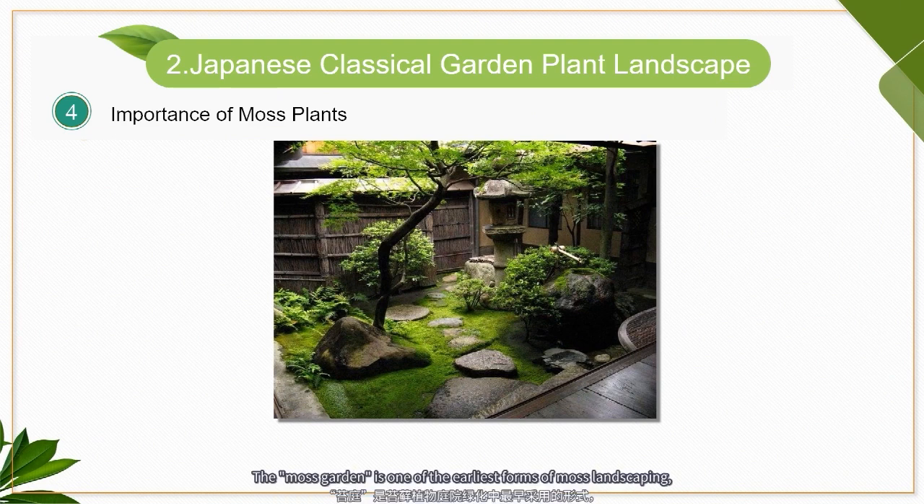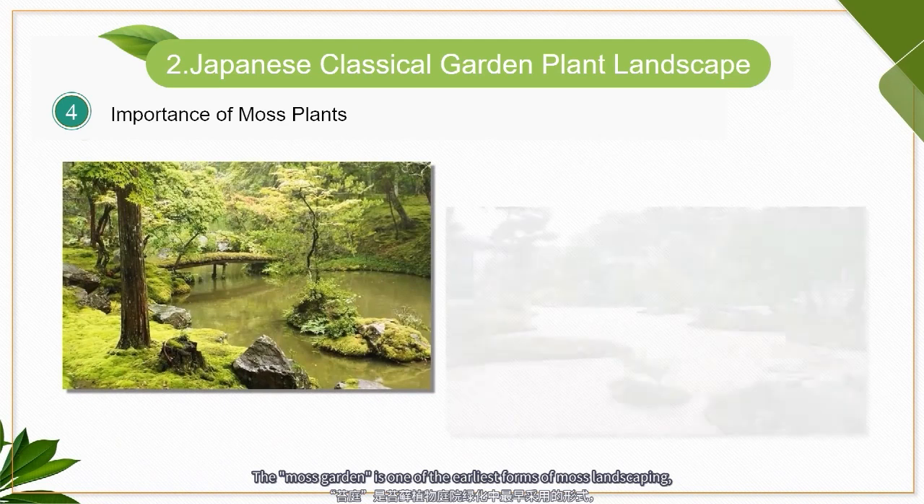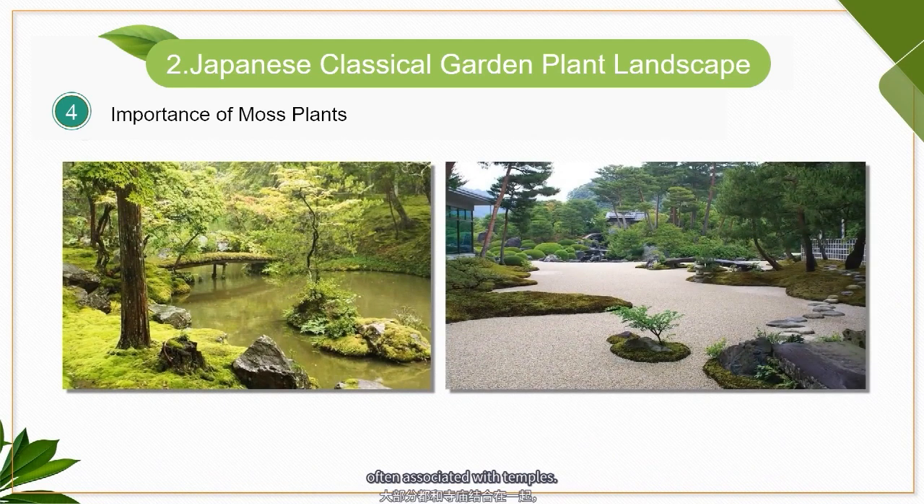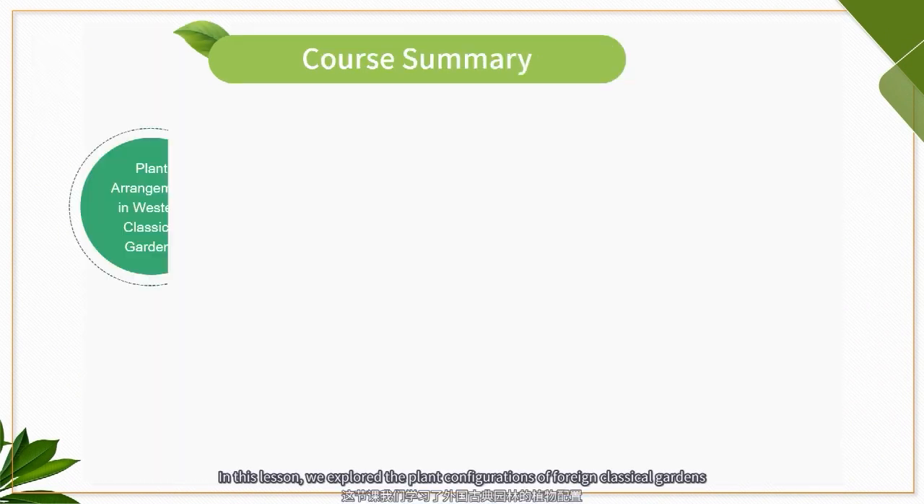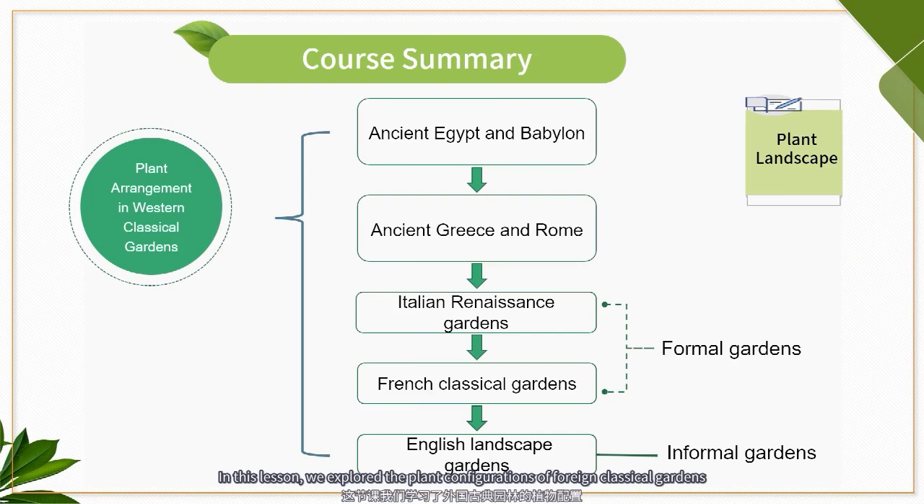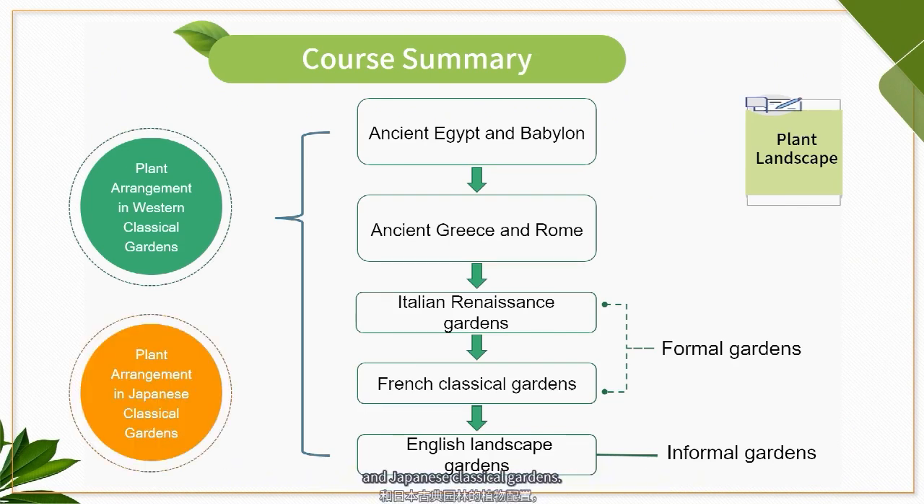The moss garden is one of the earliest forms of moss landscaping, often associated with temples. In Japan's famous Karesansui dry landscape gardens, moss is commonly used alongside sand and stones to create an ancient, serene atmosphere. In this lesson, we explored the plant configurations of foreign classical gardens and Japanese classical gardens.